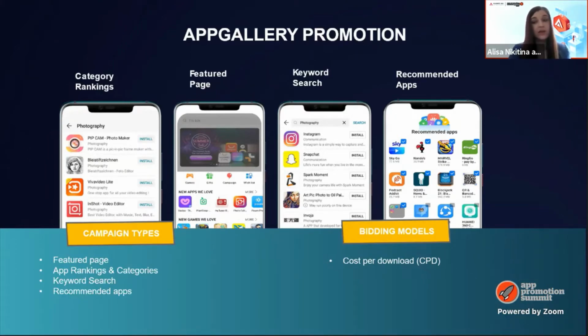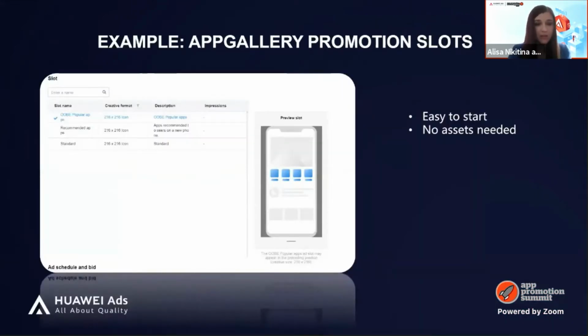And finally, recommended apps let you skyrocket your CTR by placing your app in the recommended list of apps when a user opens App Gallery for the first time. Here's an example, that's the inside of Huawei Ads, and you're setting up the App Gallery paid promotion campaign. It's relatively easy to start. You don't need any assets, basically. It automatically pulls your logo.